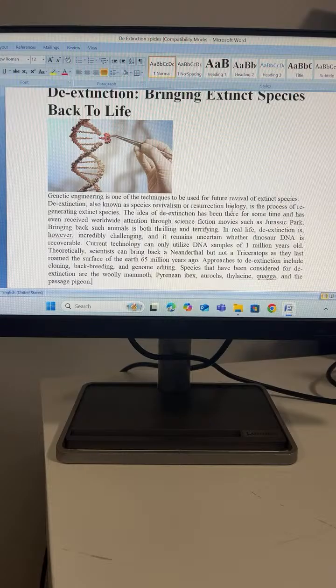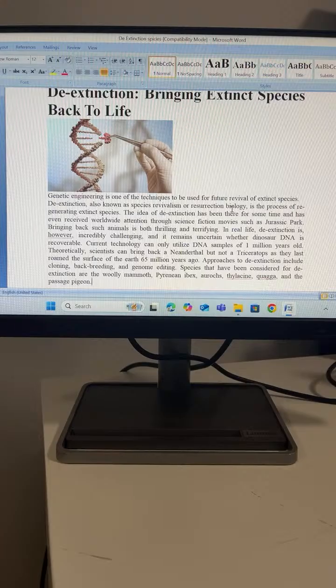Current technology can only utilize DNA samples up to 1 million years old. Theoretically, scientists can bring back a Neanderthal, but not a Triceratops, as they last roamed the surface of the earth 65 million years ago.